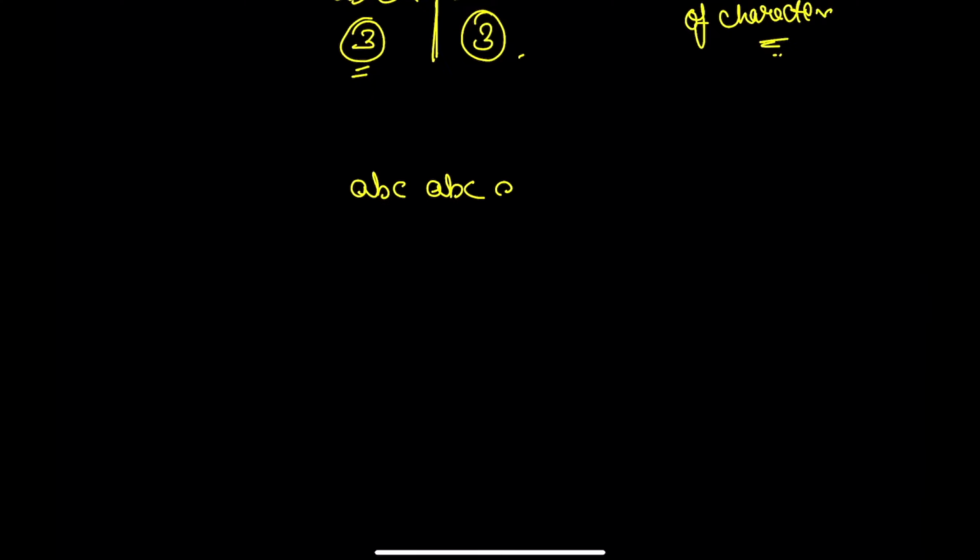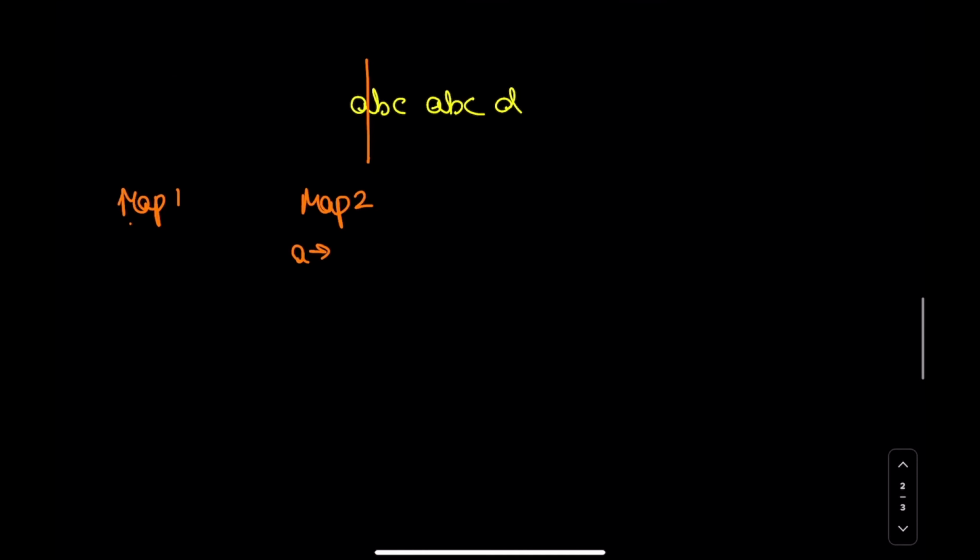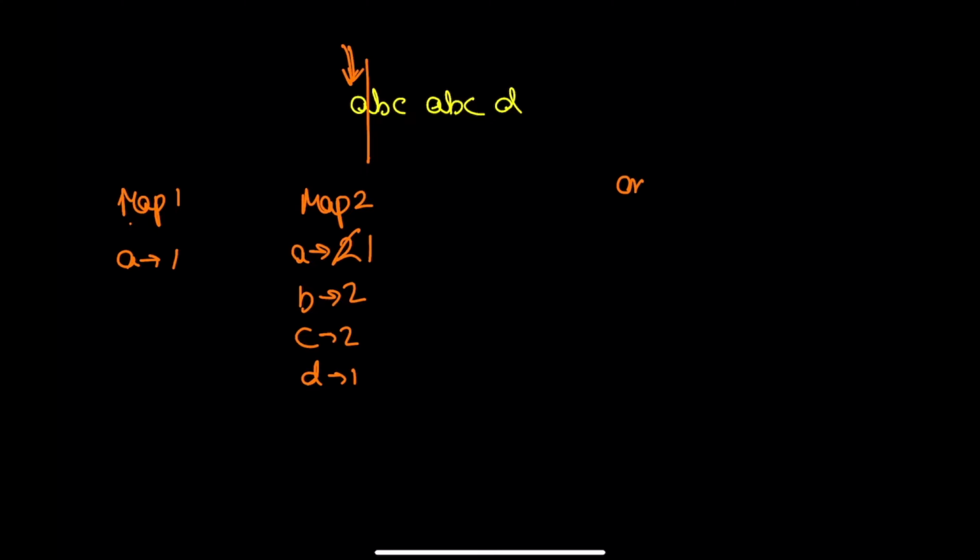A B C and D. Initially my split is this, so this is my map 1 and this is my map 2, and initially my map contains these values: B is 2, C is 2 and D is 1. On the first index I reduce it to 1 and I put it here. So my answer was, what is the size, 4 and 1. So my answer initially was 5.